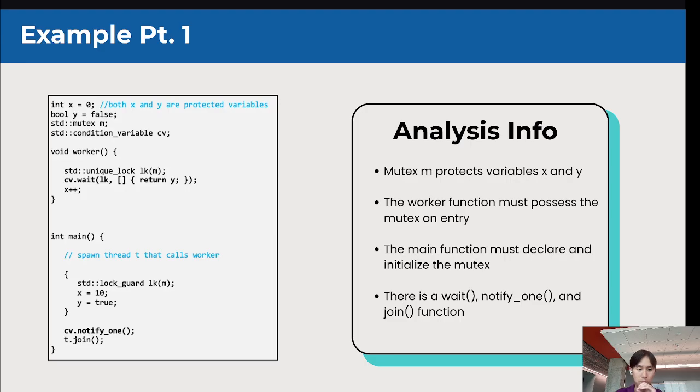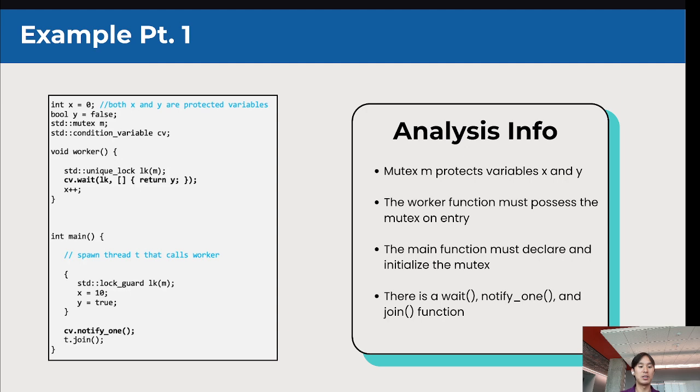Okay, here's an example. First, we're going to talk about what analysis would see in this C++ program. So analysis sees that X and Y are protected by mutex M. It sees this because X is accessed after we lock M, and Y is accessed after we lock M in the worker thing. We lock M at the very first line, and we access Y and X after that. And then also, in the main function, we lock M again, and we access and change X and Y. This tells the analysis that mutex M protects X and Y.